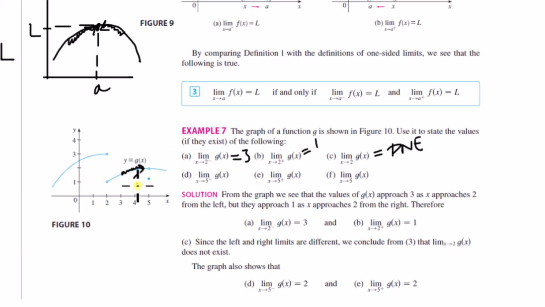Okay, now this is a little bit different, right? We've got here a jump discontinuity. This is more of a removable discontinuity, like a hole. But so what? Who cares? Again, who cares what's happening at the limit value itself when it comes to evaluating limits? It means absolutely nothing.